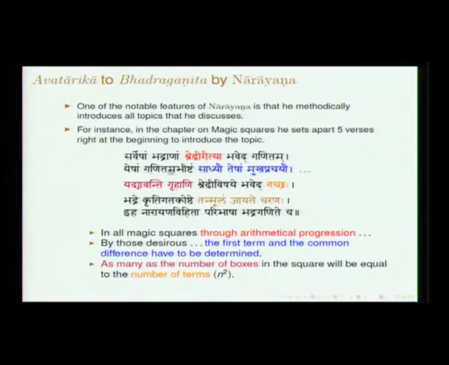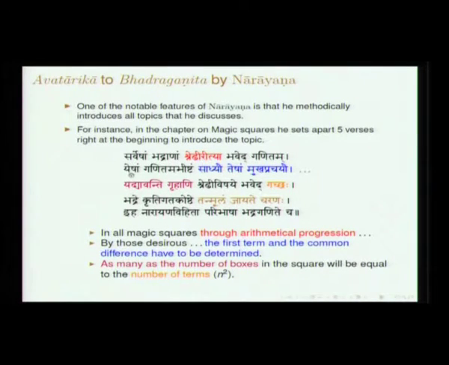Then Sarvesham Bhadranam Shredhi Ritya Bhaved Ganitam. So this is an interesting statement, and as you will see, he says all the magic squares that you will be discussing, the fundamental thing made use of is a certain arithmetic progression. This arithmetic progression is referred to as Shredhi. Shredhi is a sort of step, so it increases by d, that is why it is called Shredhi.